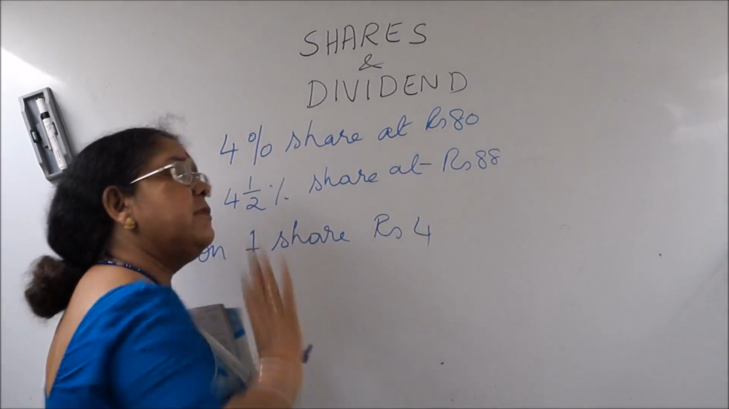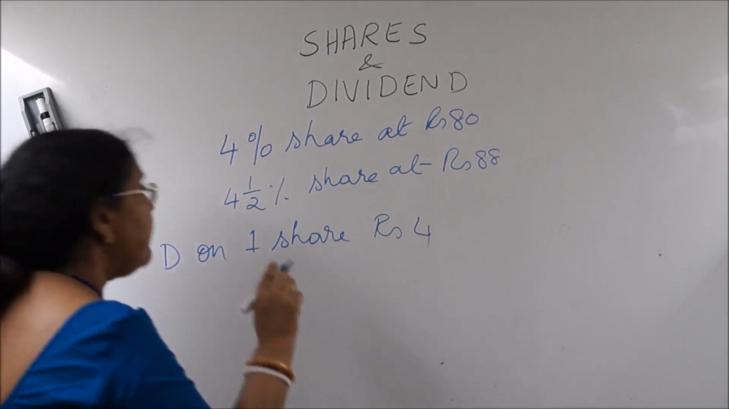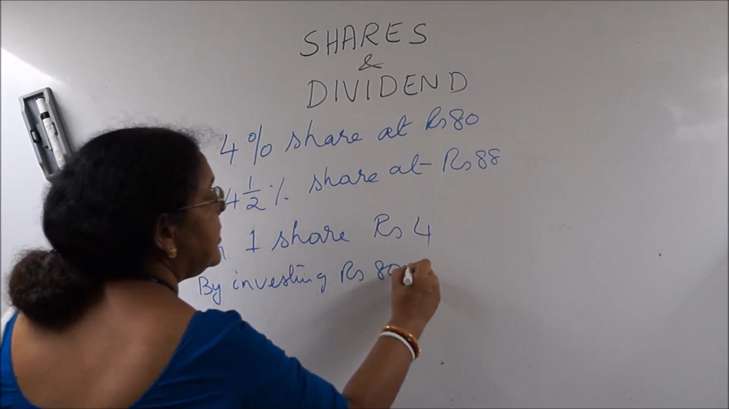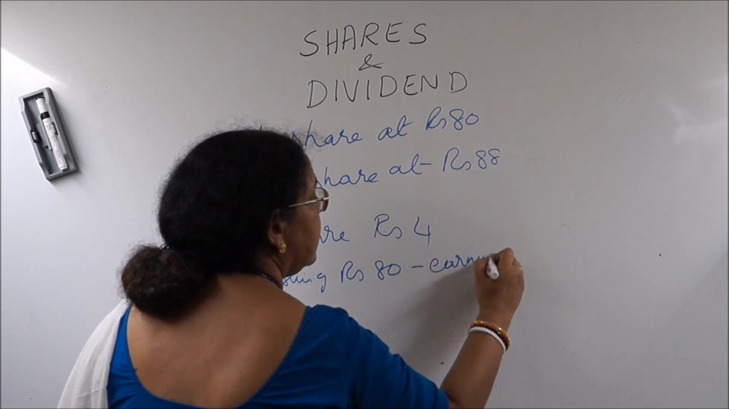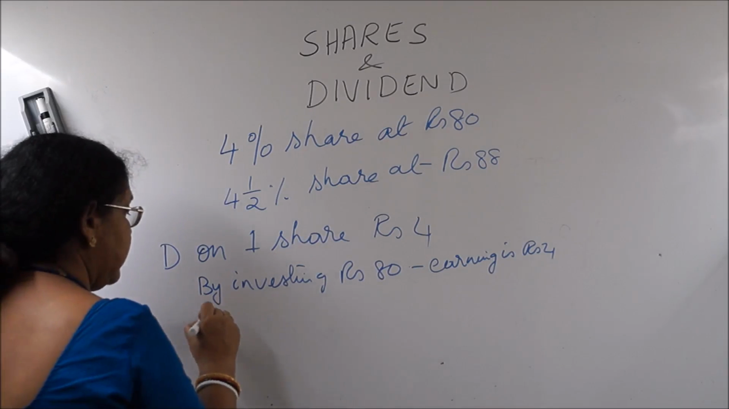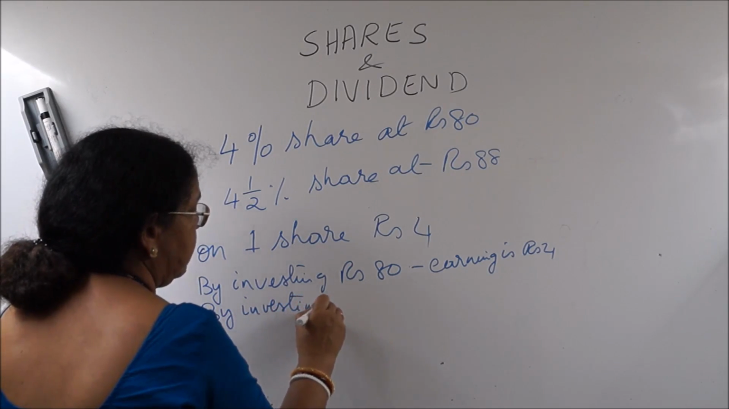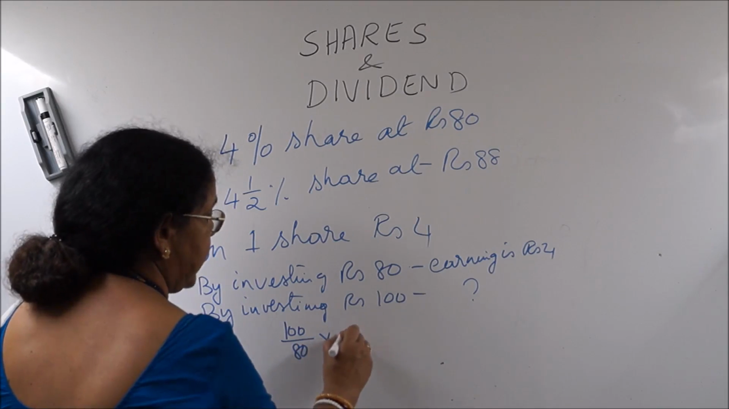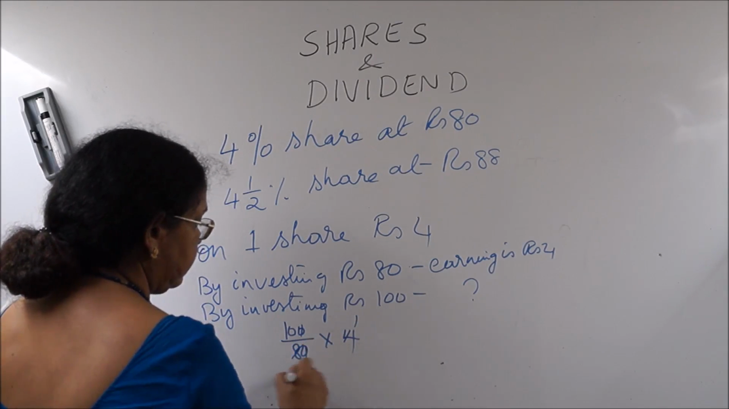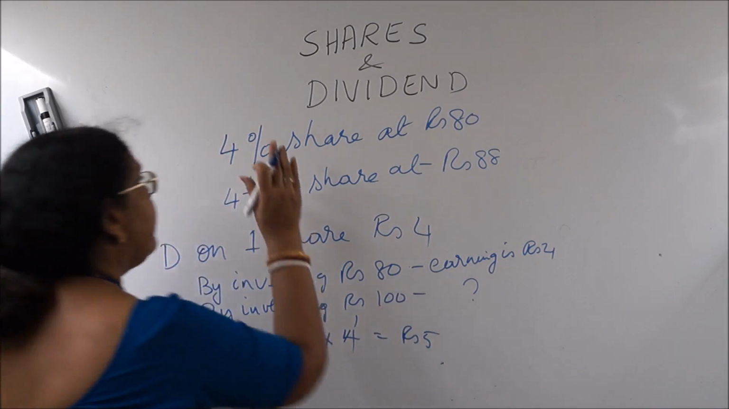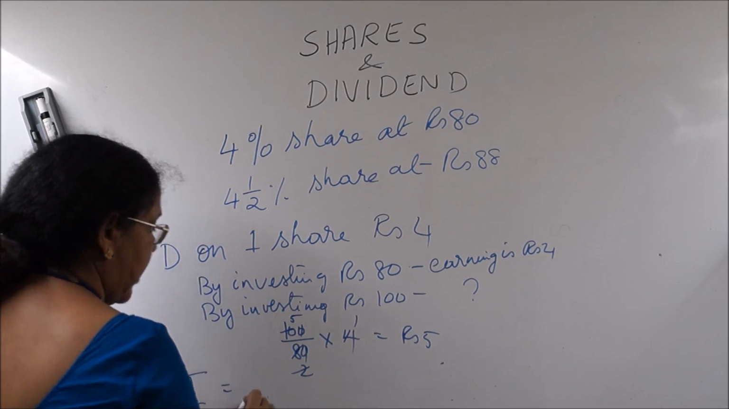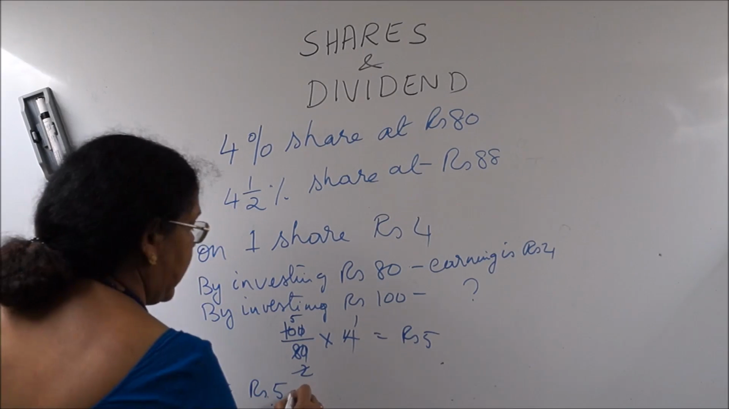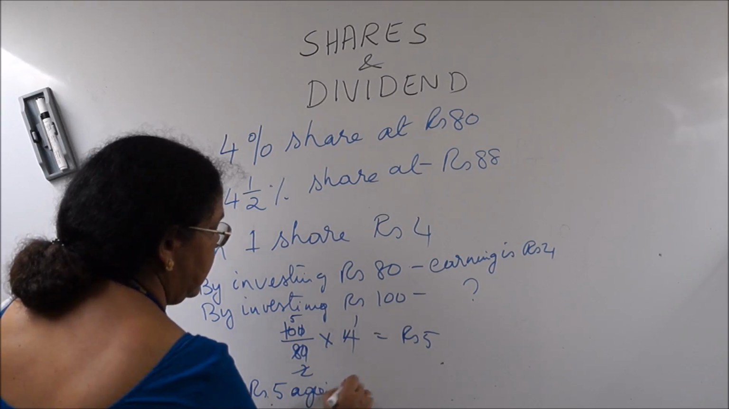So now different investments we can't compare. So what we will do, in each case we will compare the earning on rupees 100. So if by investing rupees 80, the earning is rupees 4. Now if we invest 100 rupees, what will be the earning? So 100 upon 80 multiplied by 4, which is rupees 5. So in the first case, we are getting earning of rupees 5 by investing rupees 100.